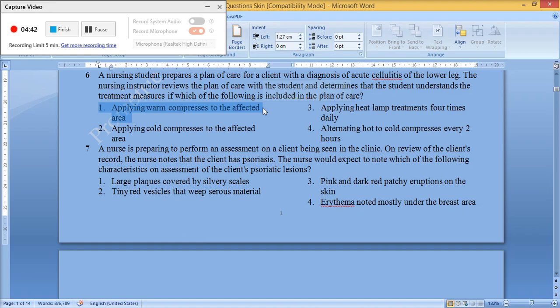2. Tiny red vessels that weep serous material. 3. Pink and dark patchy eruption on the skin. 4. Erythema noted mostly under the breast area. Answer 1. Large plaques covered by silver scale.